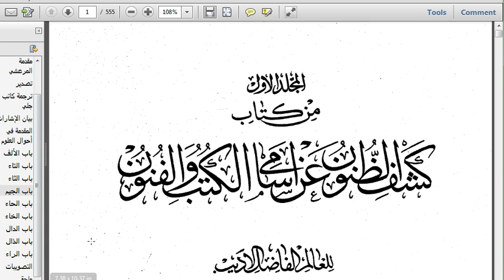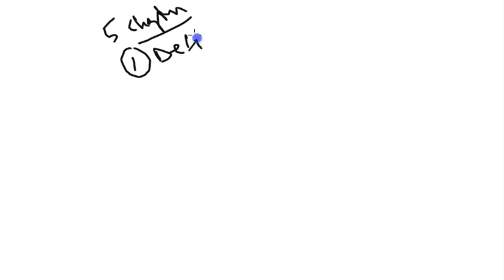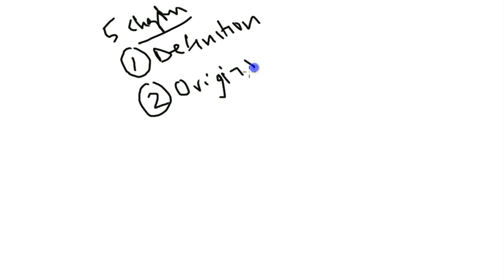Now in the introduction, let me just talk a bit about the introduction. In there he mentions several things. First of all, he mentions five chapters in the introduction. Number one, he mentions the definition of knowledge. Secondly, he mentions the origins of knowledge and books. Where did books come from? Where does knowledge come from, etc.